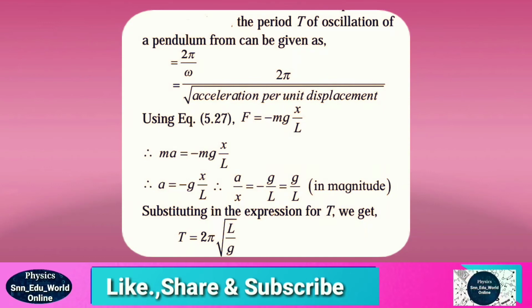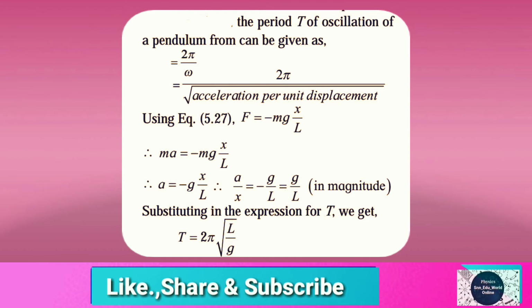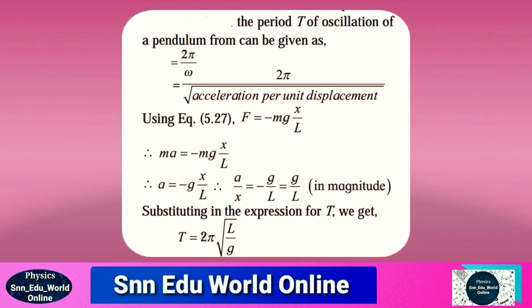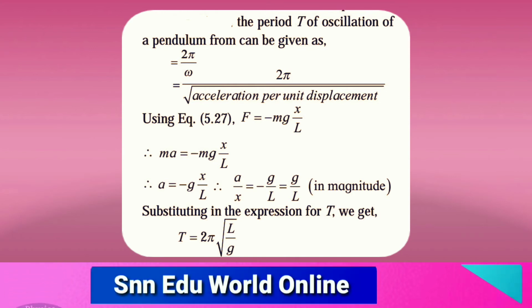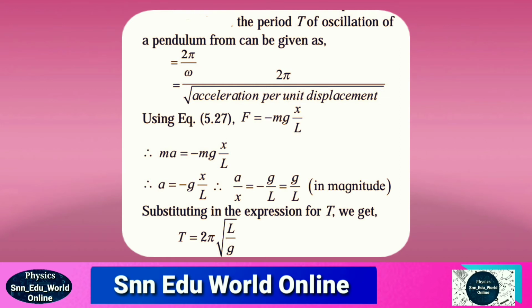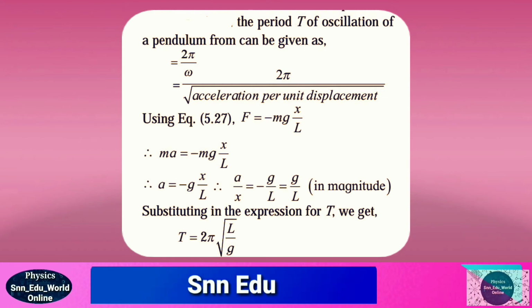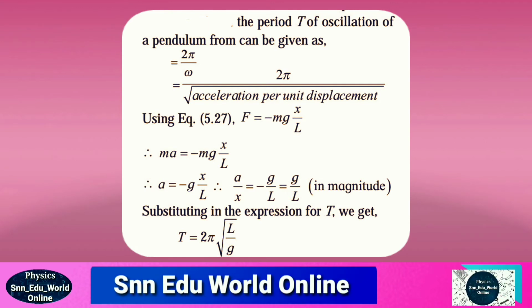The time period T of an oscillation of a pendulum can be given as 2π divided by ω, as we know from the definition of time period, T = 2π/ω. Now, what is ω? Acceleration per unit displacement. So we have T = 2π divided by the square root of acceleration per unit displacement.